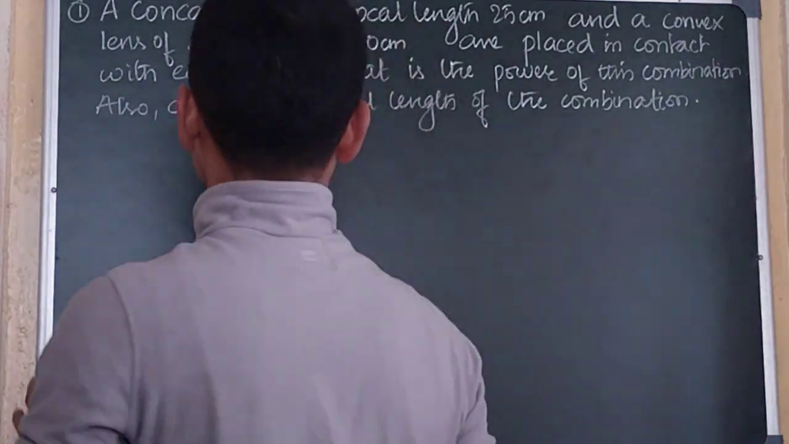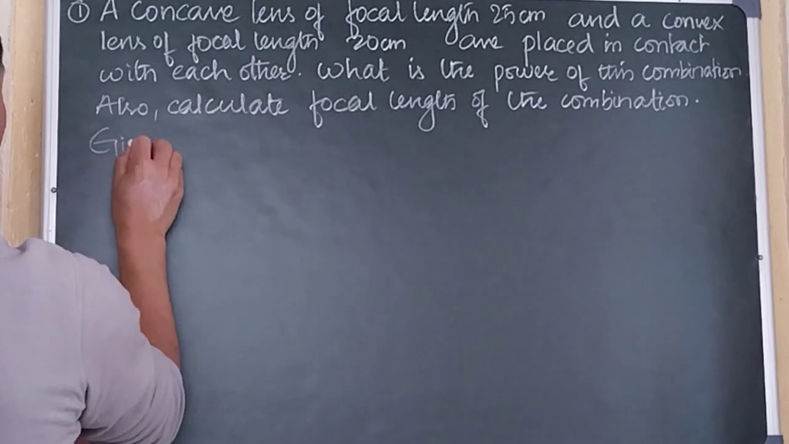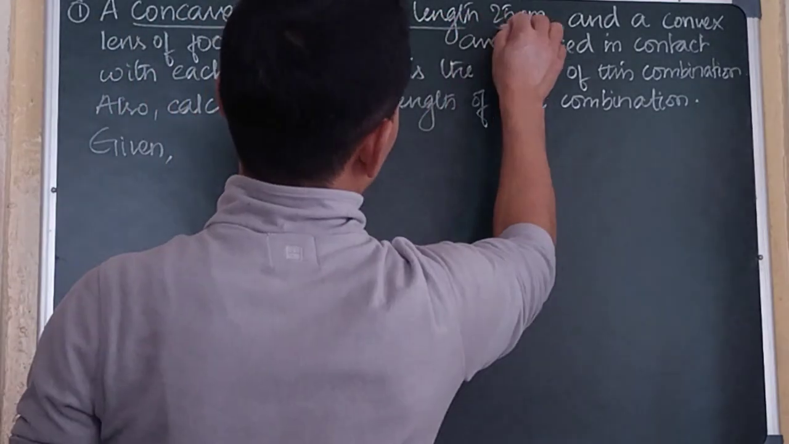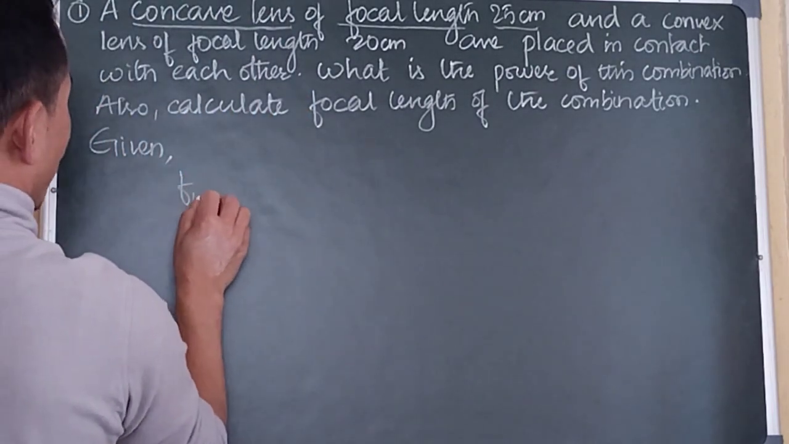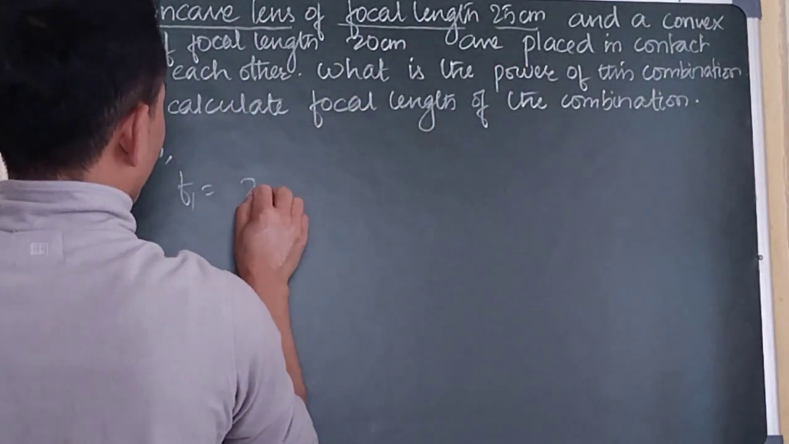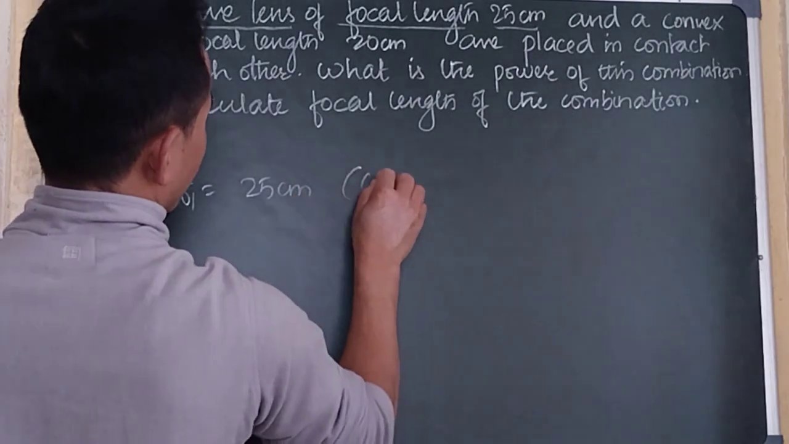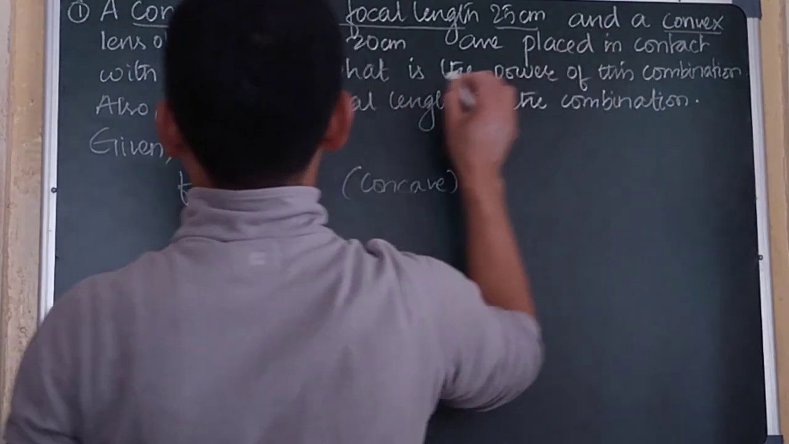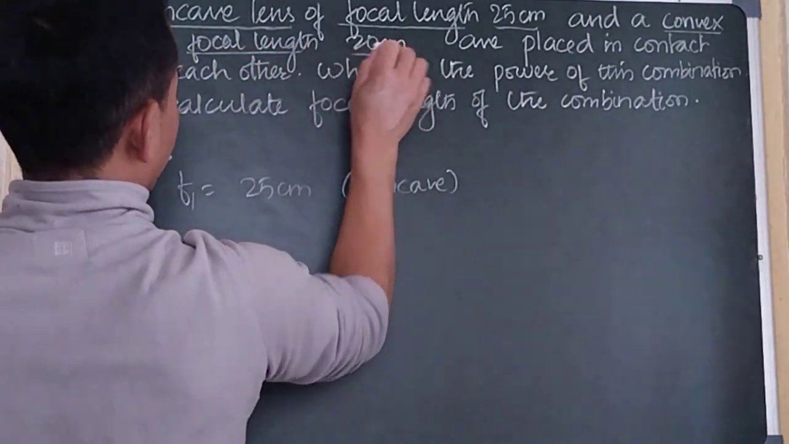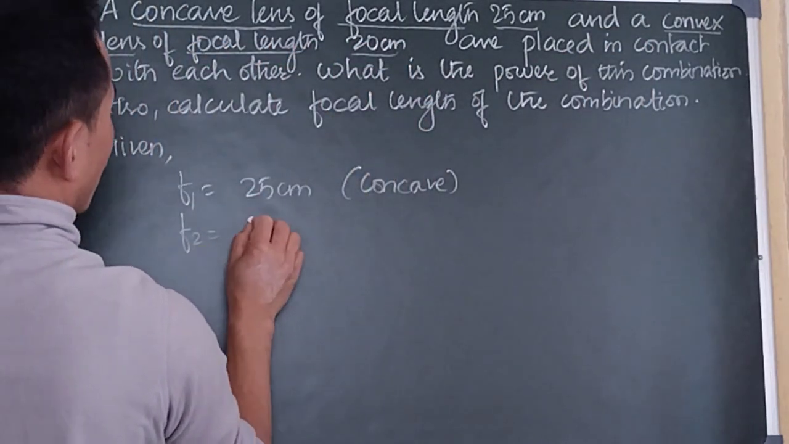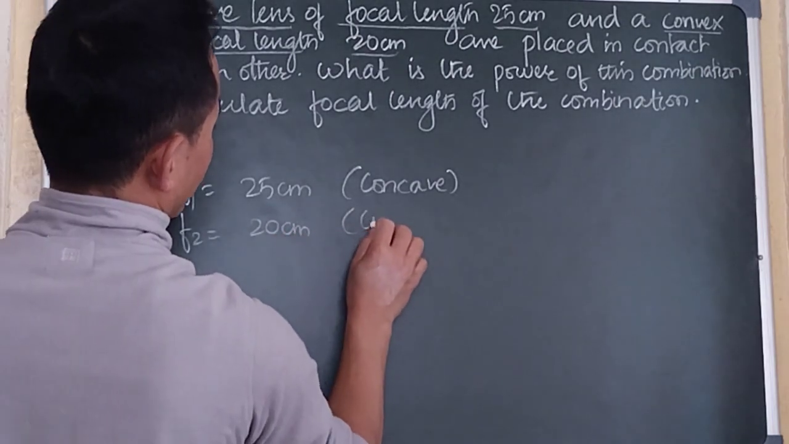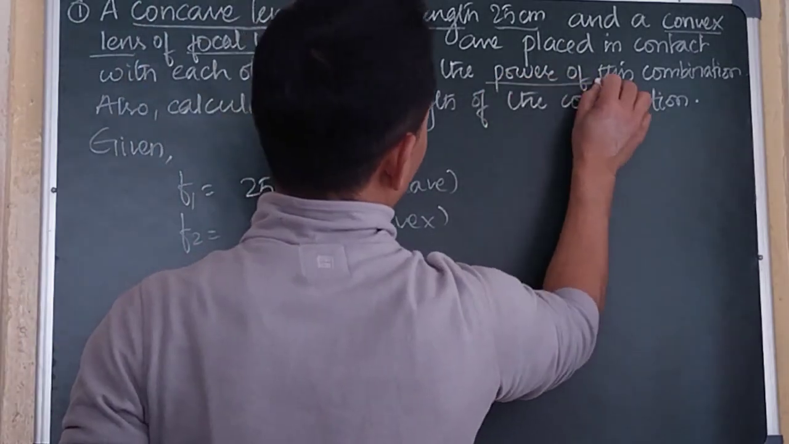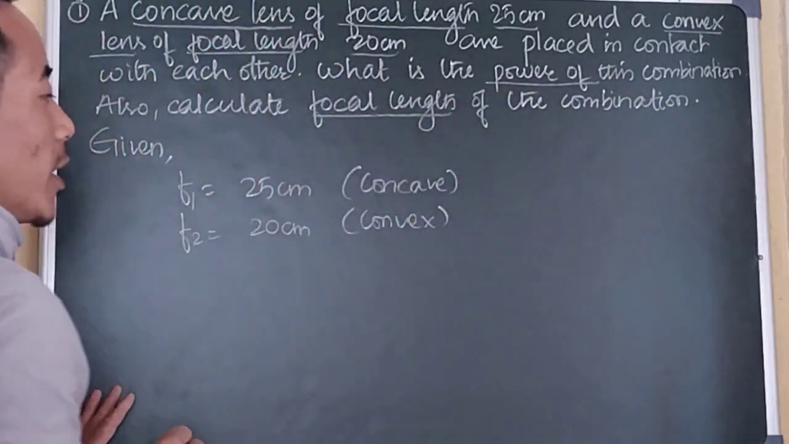So let's write the given terms first. The first one is a concave lens and its focal length is 25 centimeter. Let's write it as f1, so the value is 25 centimeter, and this is a concave lens. Another one is a convex lens and its focal length is 20 centimeter. Let's write it as f2, and this is 20 centimeter. This one is our convex lens. Now what we have to find out is the power and the focal length of this combination.